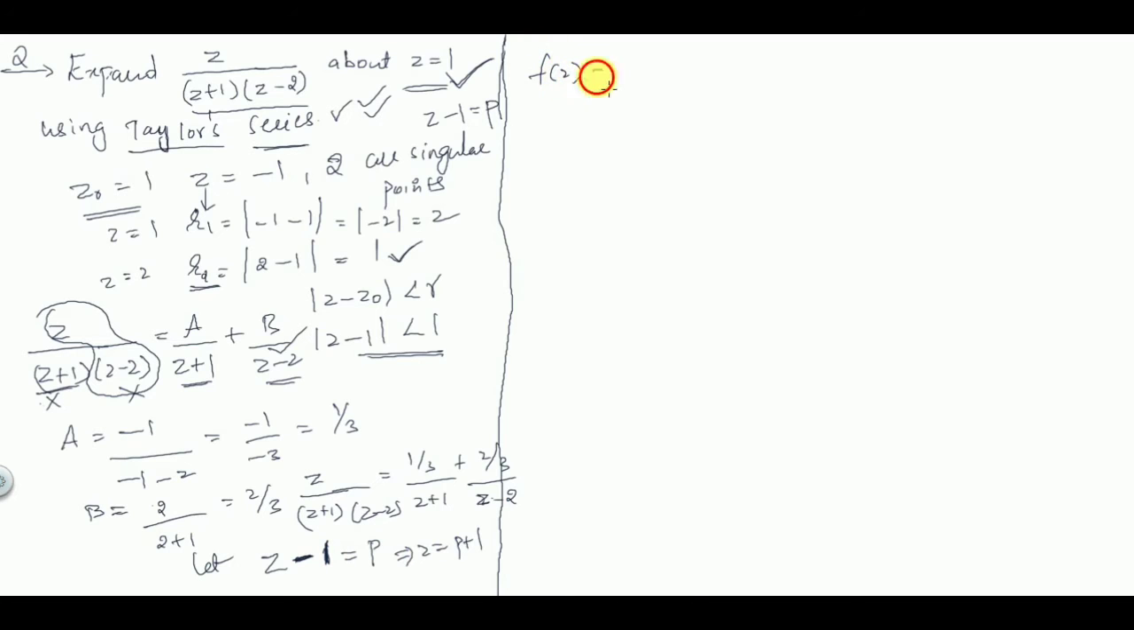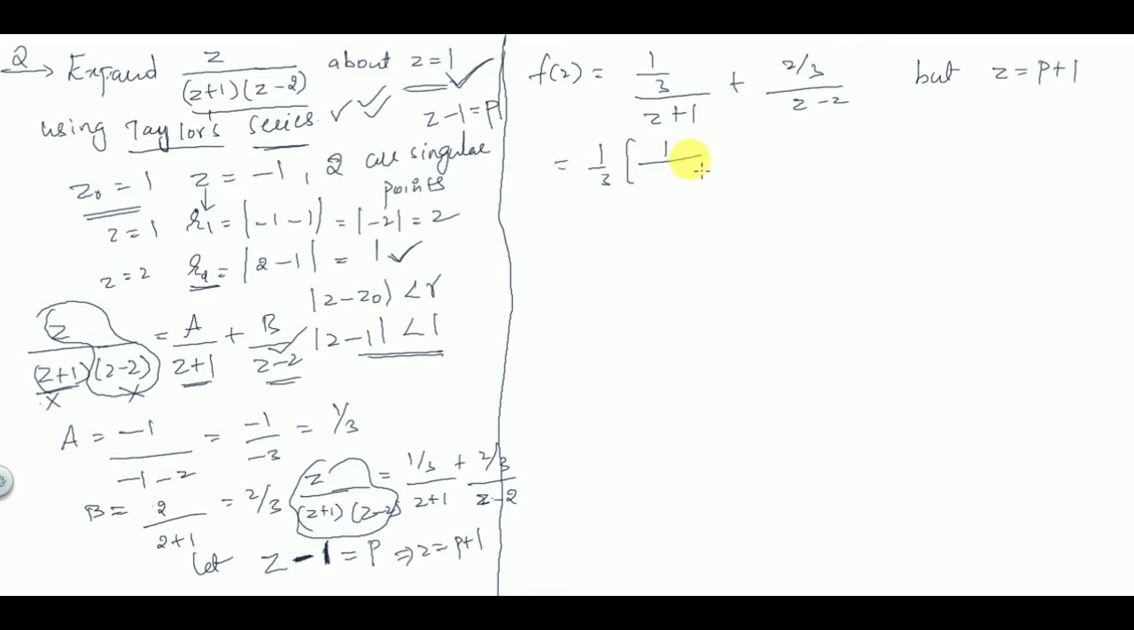So what is f of z? f of z can be written as 1 by 3 by z plus 1 plus 2 by 3 by z minus 2, but we have assumed that z is equal to p plus 1. So when z is equal to p plus 1, this is 1 by 3 into 1 by z plus 1, that means p plus 1 plus 1, which is p plus 2, plus 2 by 3 divided by z minus 2, which means p plus 1 minus 2, so it will be p minus 1.